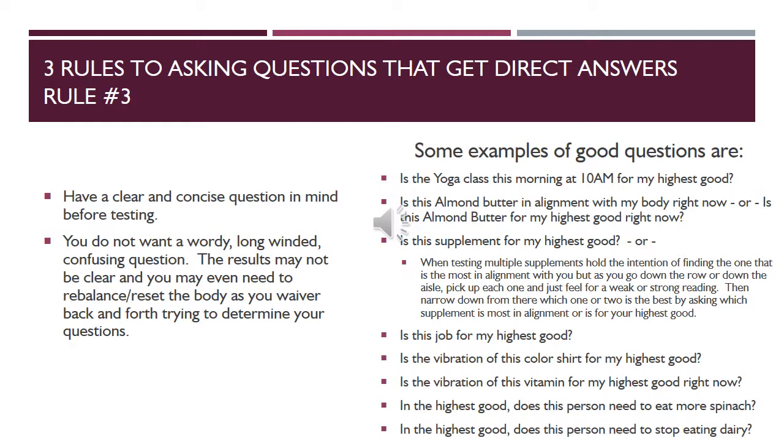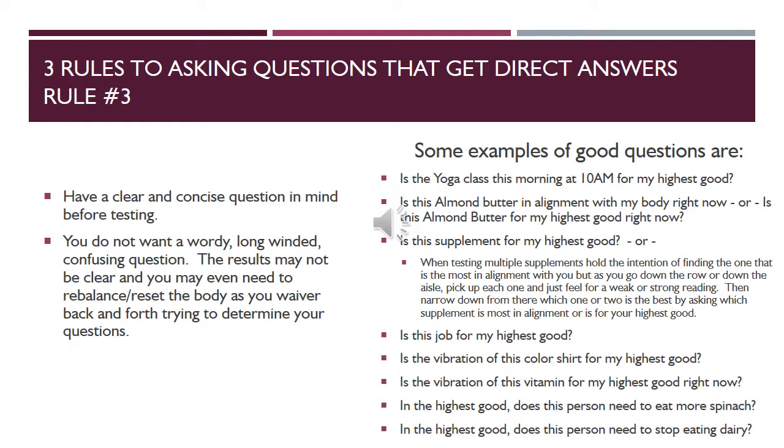And then say you have 20 different choices. From there, you narrow down which 2 or 3 is the best by asking which supplement is the most in alignment or for your highest good. And then from there, you can narrow it down to the one that is the most in alignment or the most vibrationally strengthening for your body.